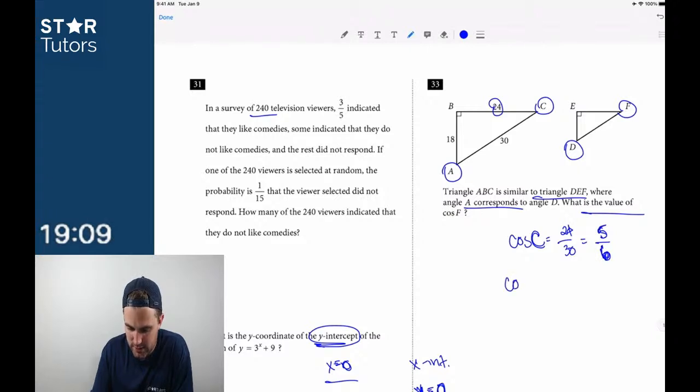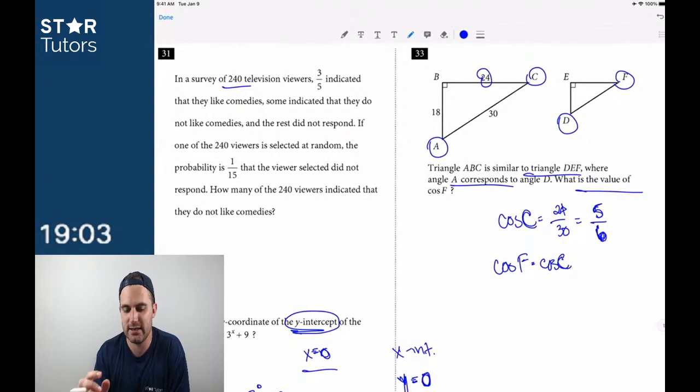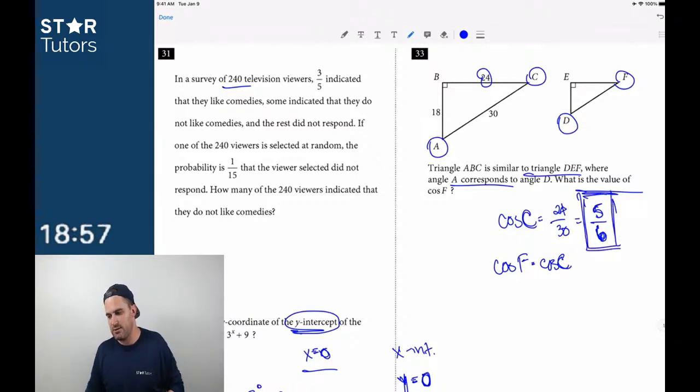And the cosine of F is equal to the cosine of C. Always, if you have similar triangles, regardless of the side lengths, they'll always reduce in the ratio. So 5 over 6 should be our answer there.